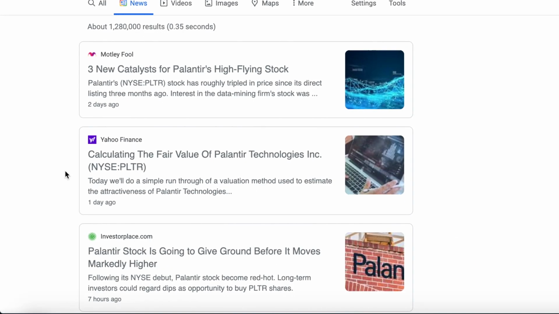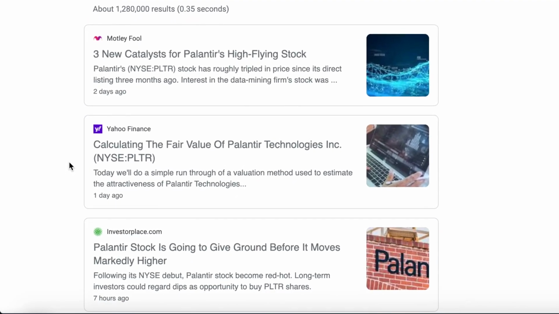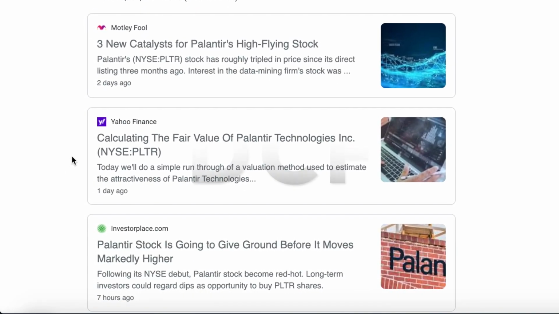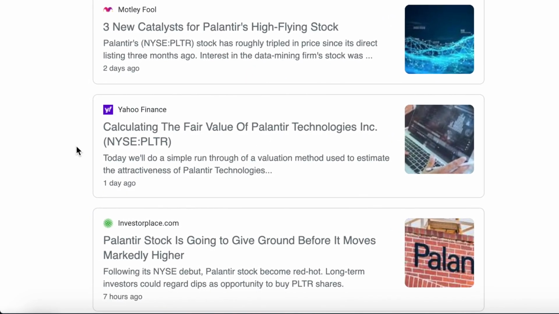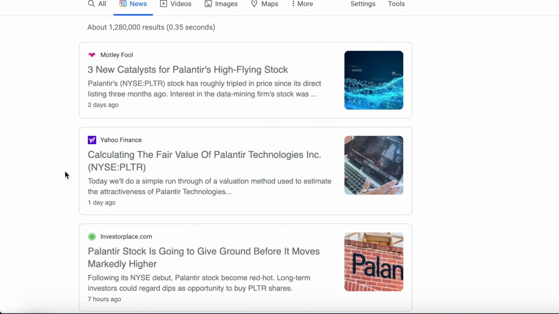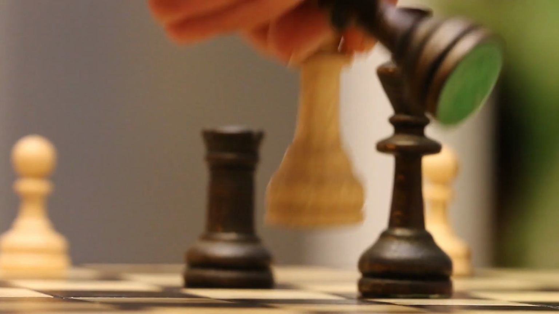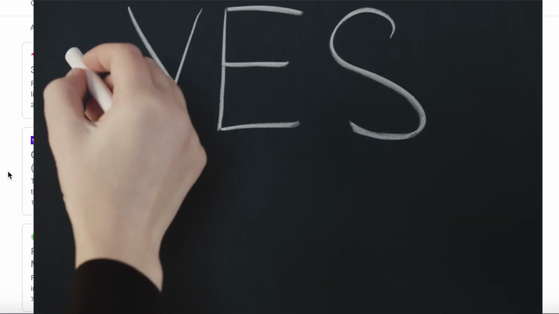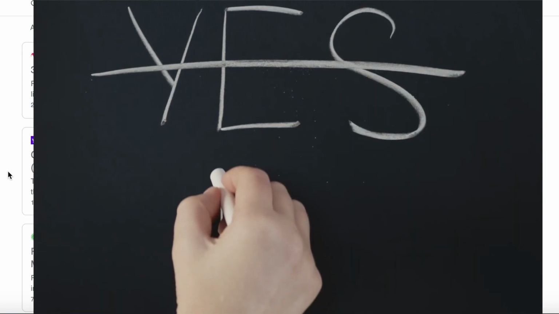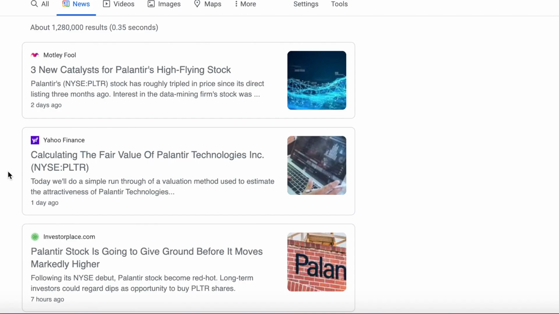This news says calculating the fair value of Palantir Technologies, and they use the valuation method DCF, which stands for discounted cash flow. So the present fair value of the stock price. Yeah, I personally don't do that. If I want to buy stock, the decisional question I ask is whether that company is able to do at least better in the future or not. So this only question, yes or no, better in the future, yes or no, nothing else.